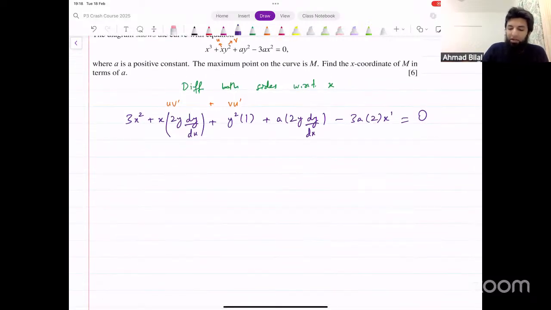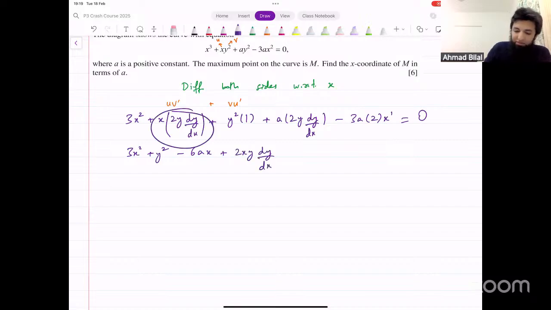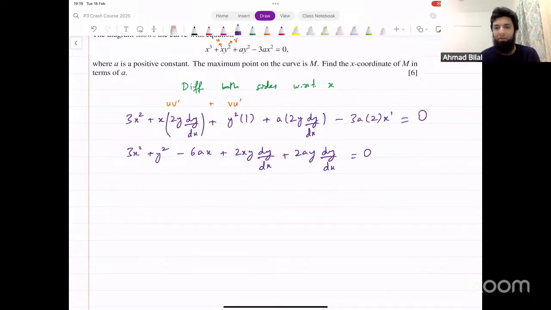differentiation correctly. Now what we have to do is make dy over dx the subject. Okay, so how can we do that? Let me simplify this first so it becomes a bit less confusing. And then I'm going to write the dy over dx terms together as well. So I'm writing 3x squared first, and then y squared, and then that last term, which is minus 6ax. Then the dy over dx terms, 2xy times dy over dx, that's this term, plus 2ay times dy over dx. This equals 0. All right.